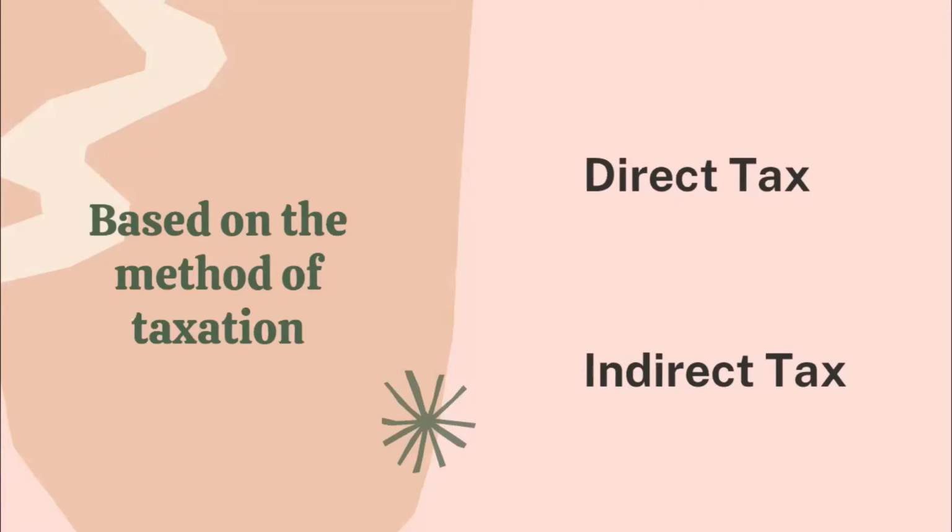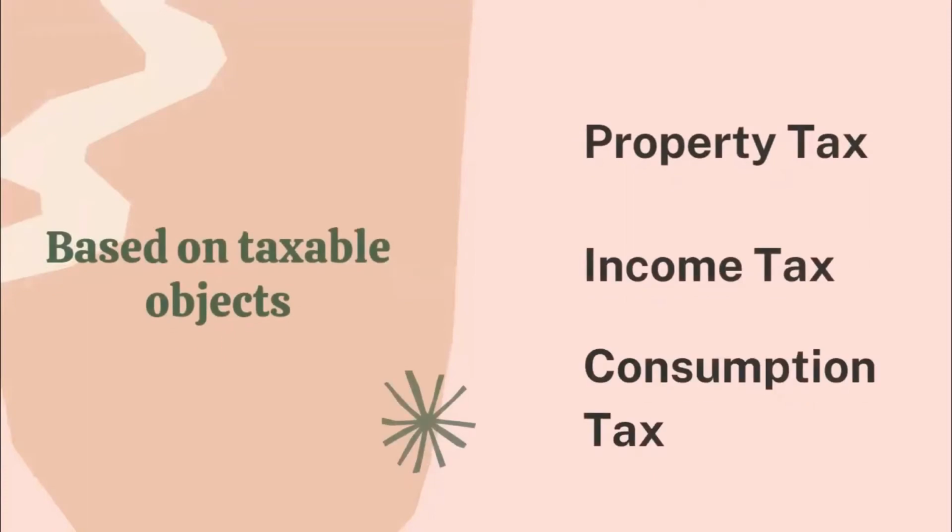First, we base on the method of taxation. Here we have direct tax and indirect tax. Or we can base on taxable objects to classify. Here we have property tax, income tax, and consumption tax.